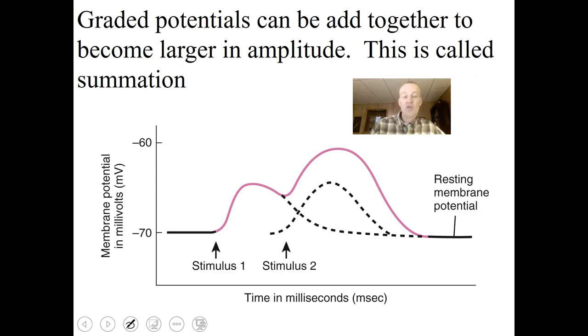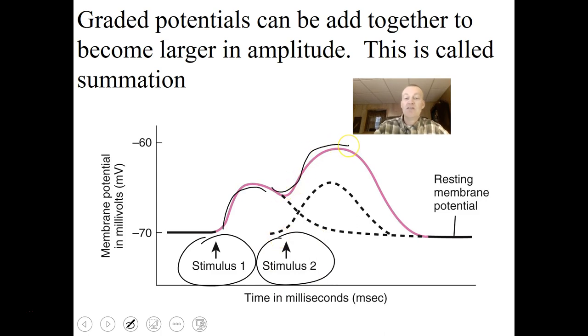So if I take one stimulus, it provides this particular amount of membrane potential change. If I add stimuli, though, I can begin to cause a greater amplitude in that membrane potential. Notice if I stop stimuli, I go back to resting membrane potential at negative 70 millivolts.